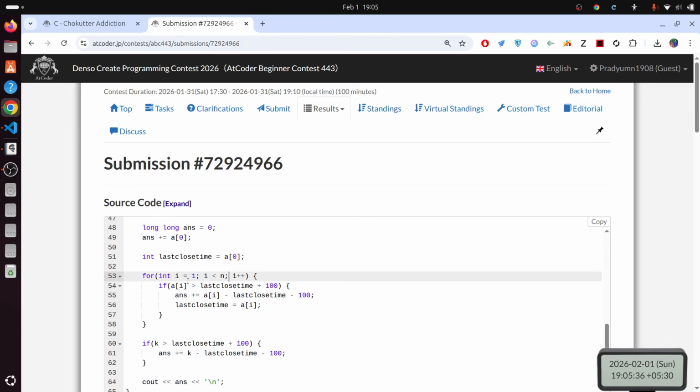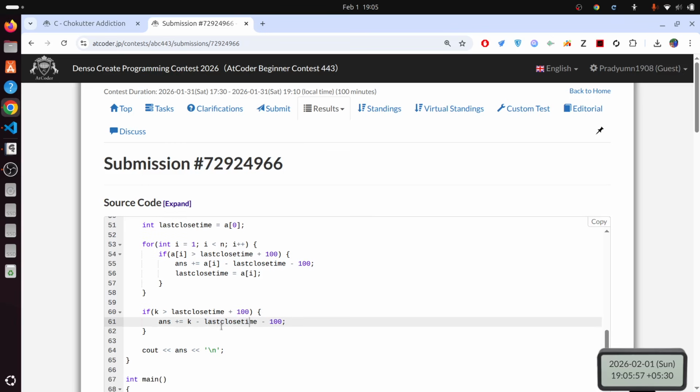And also finally, after the last visit of Aoki, the box will open after 100 seconds, like until the end of the workday. We also have to count that, right? So if the end of workday is greater than last closed time plus 100, then ans plus equals k minus last closed time minus 100, right? And finally just print the answer. Okay, so this is the solution for problem C. Okay, so let's move on to the D now.